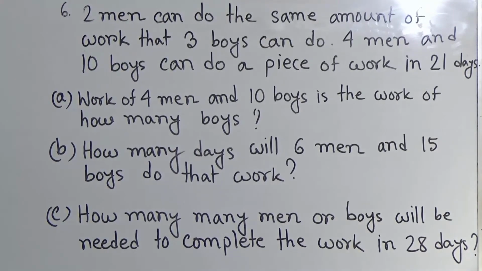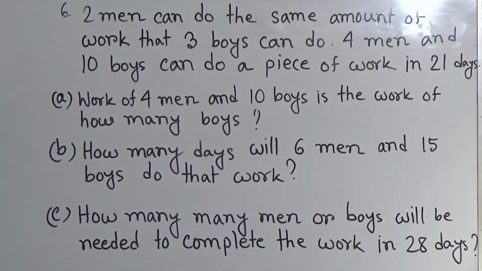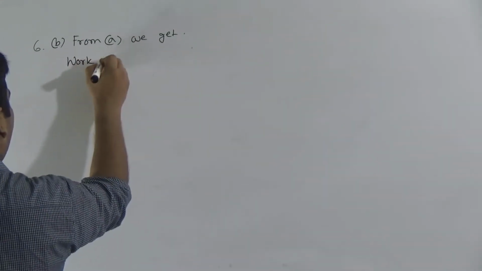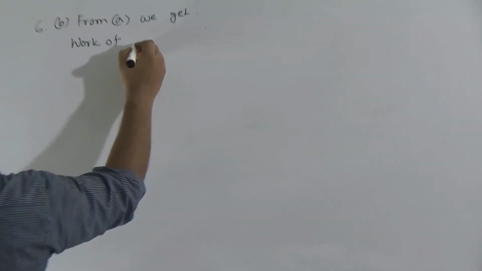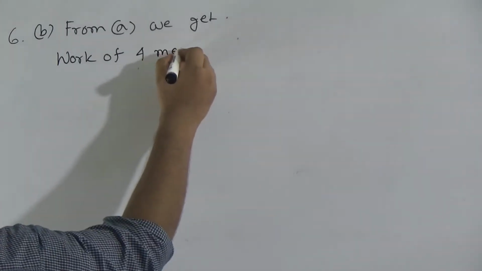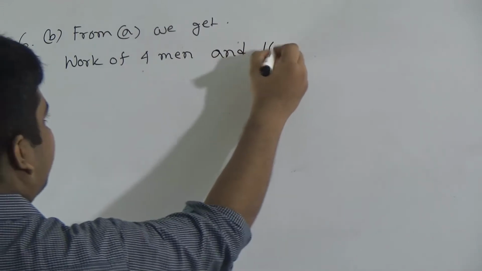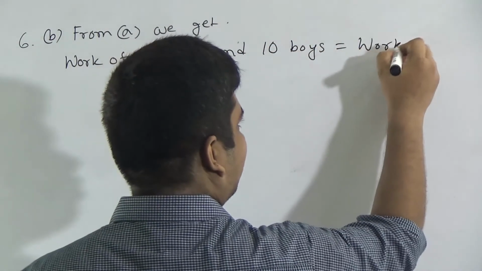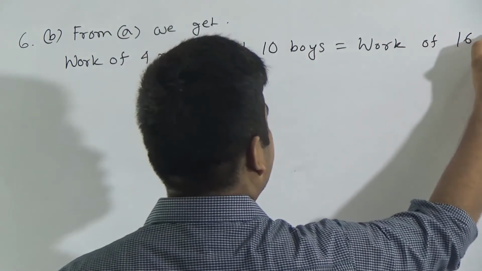In order to solve question number B, we need the information: 4 men and 10 boys equal to how many boys? From A, we get the work of 4 men and 10 boys equal to the work of 16 boys.